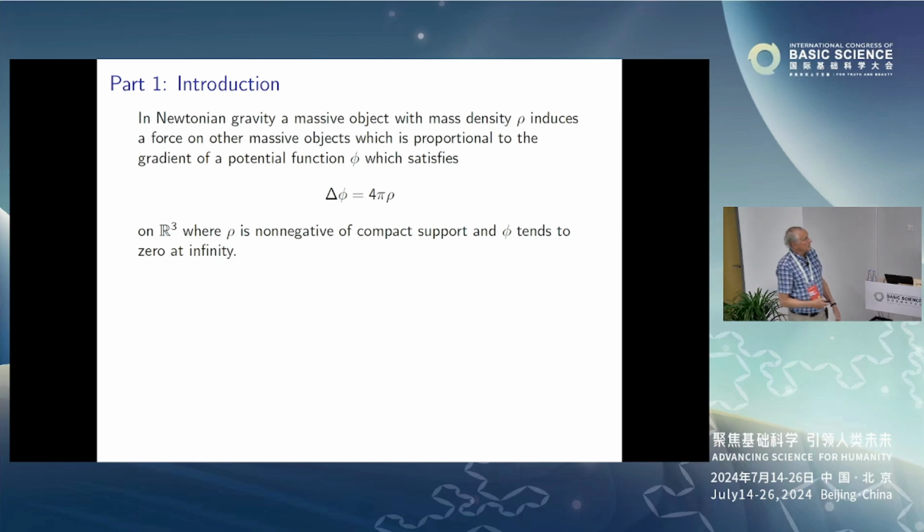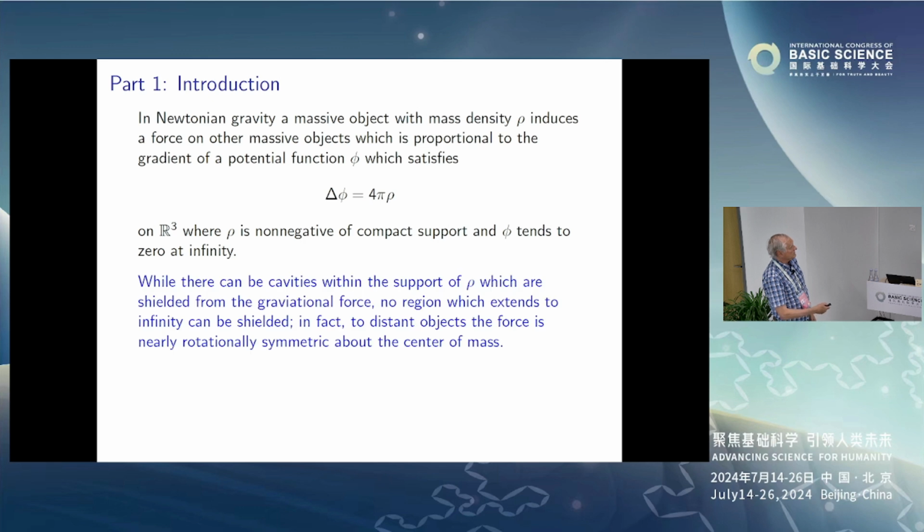Just to motivate the problem, let me recall Newtonian gravity. So in Newtonian gravity, a massive object with mass density rho induces a force on other massive objects, which is proportional to the gradient of a potential function. So you have to solve this Poisson equation, assuming rho is, say, compactly supported. This has a unique solution which tends to zero at infinity, and then the gradient of phi is proportional to the force on a massive object.